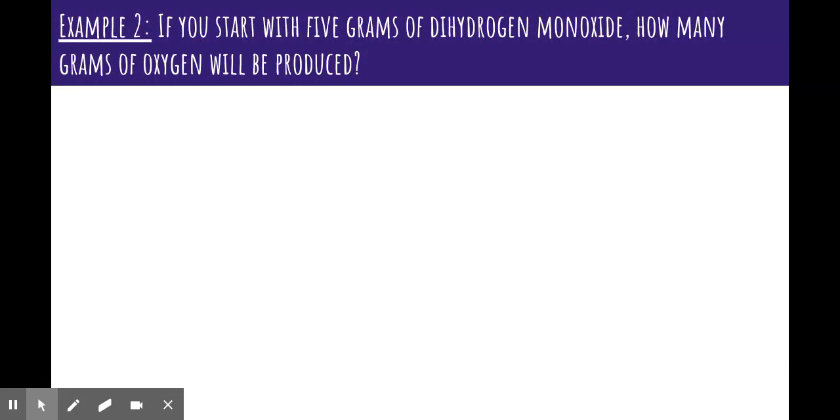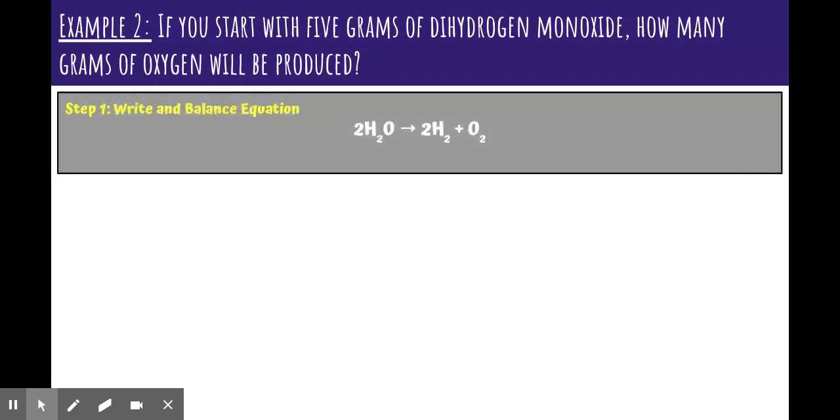If you start with 5 grams of dihydrogen monoxide, how many grams of oxygen will be produced? And this is the last slide, okay? Just giving you a heads up. First you want to write out your equation and balance it. If we have dihydrogen monoxide, it's producing oxygen, and in this case, we know that there's going to be hydrogen left over. Most of these questions will be a little more direct. I'll give you every little piece.